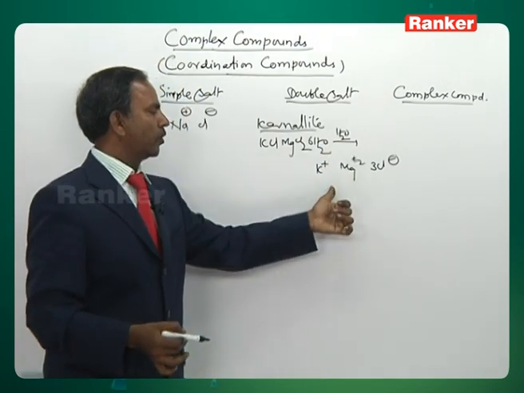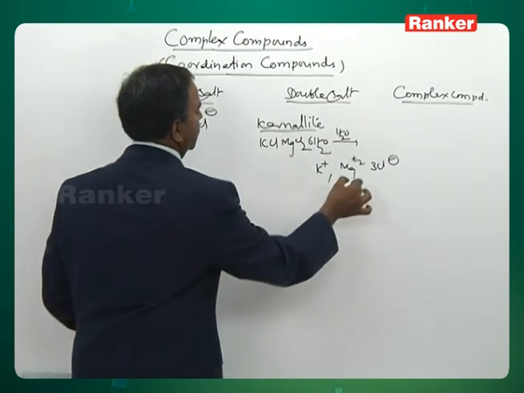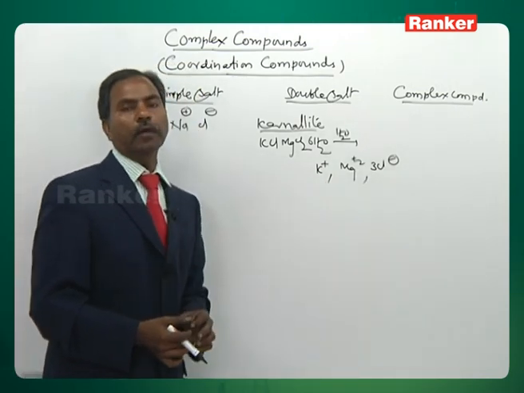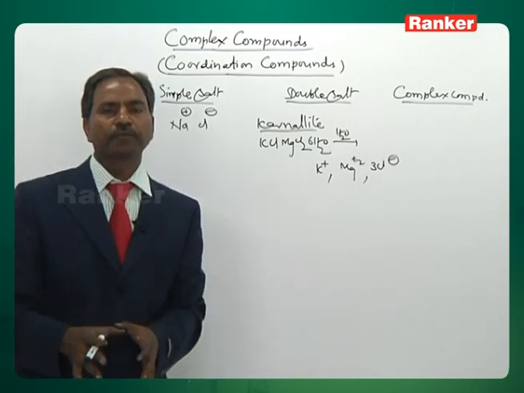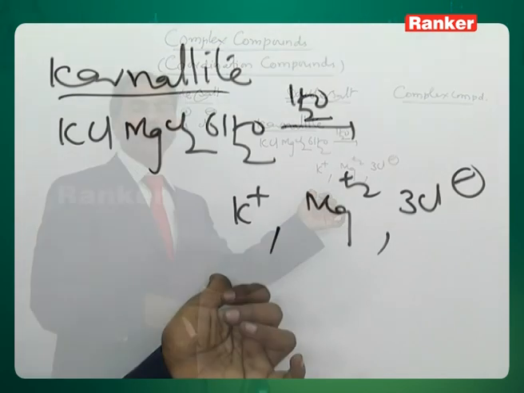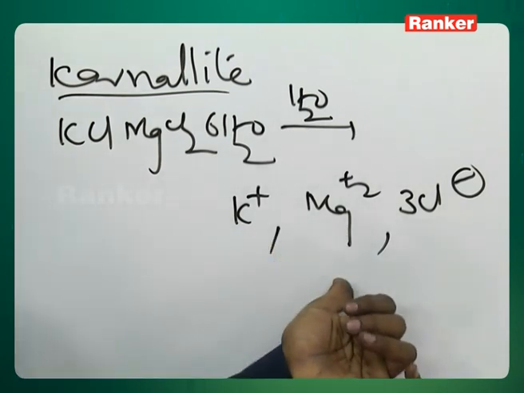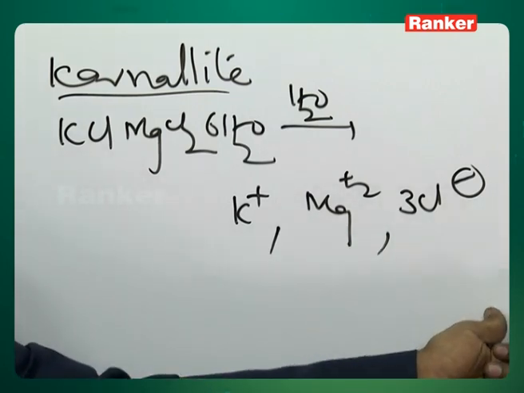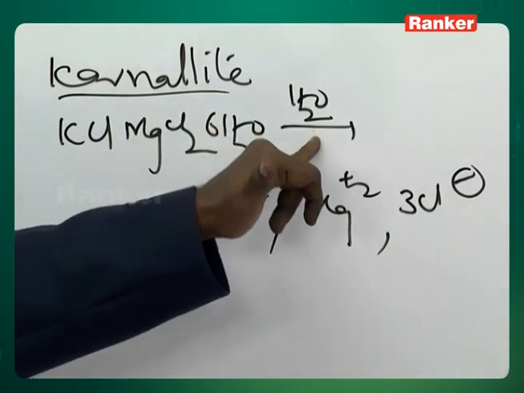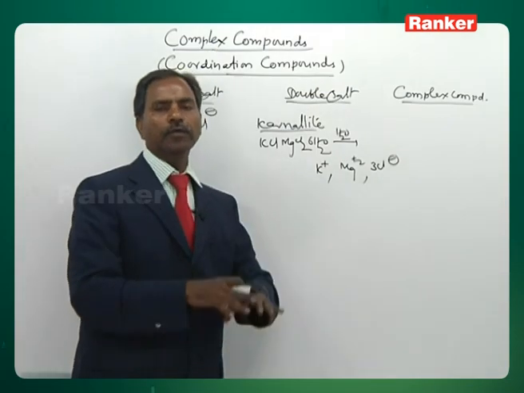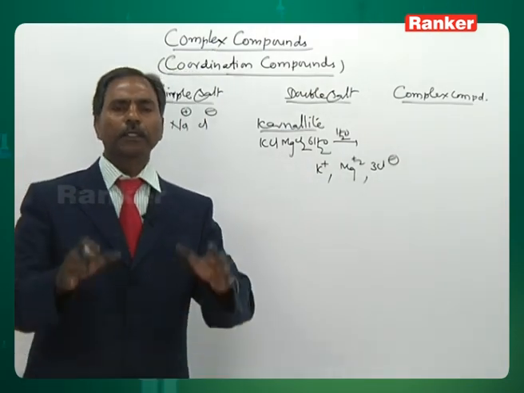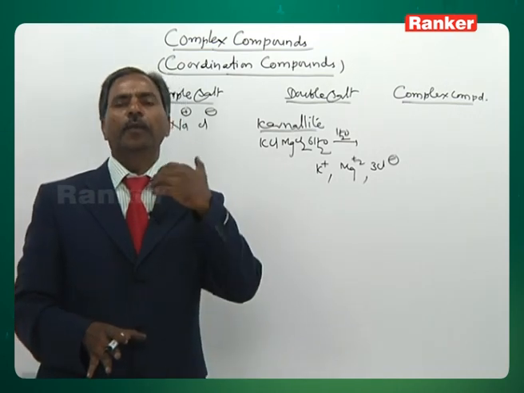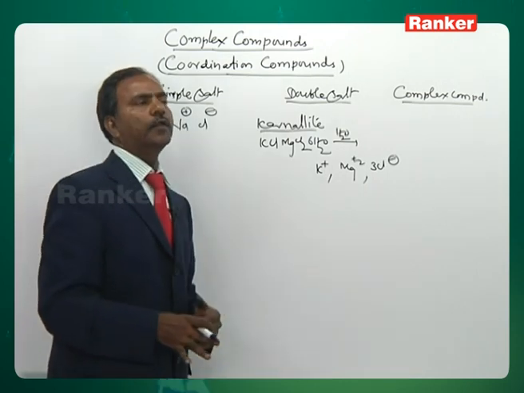What I said: the salt which undergoes complete ionization produces all of the component ions, and the component ions exhibit their specific chemical tests. The K+ ion is independent, exhibiting its independent properties. Mg2+ is also independent, and Cl- ions similarly. So the salt which undergoes complete ionization in aqueous solution, producing all of its component ions exhibiting their independent properties, is what we call a double salt.